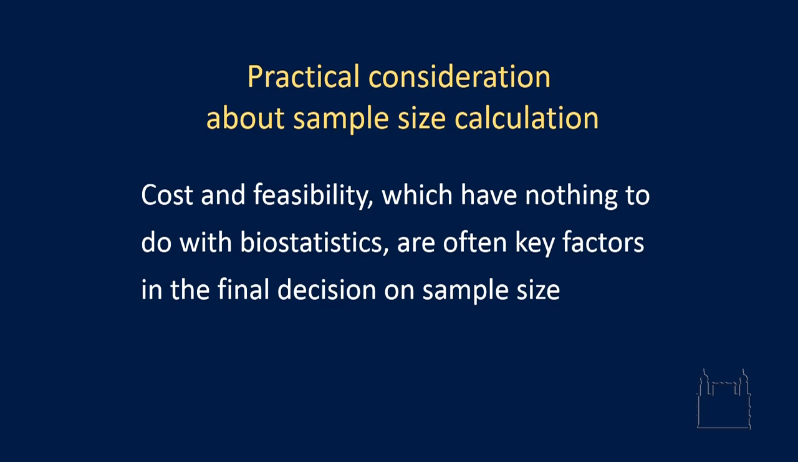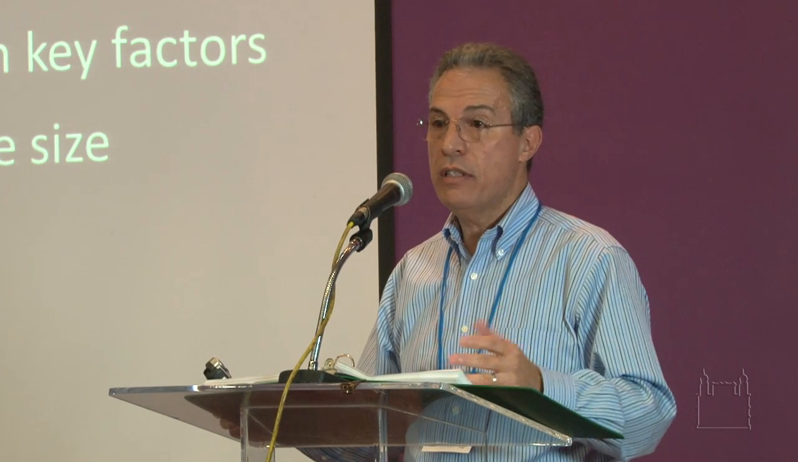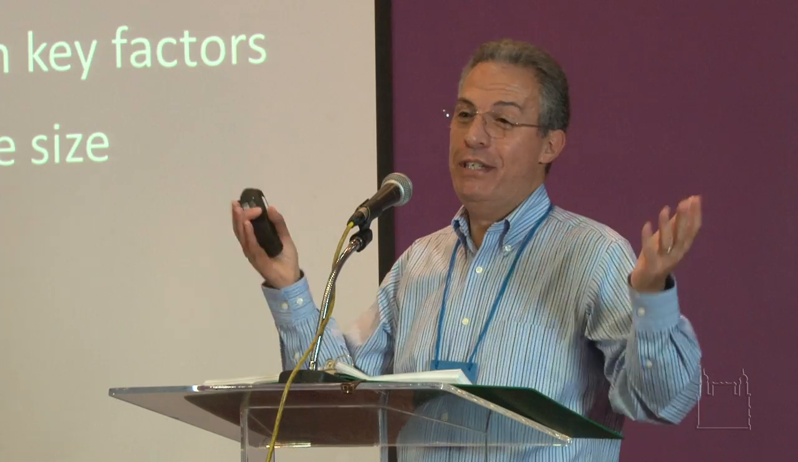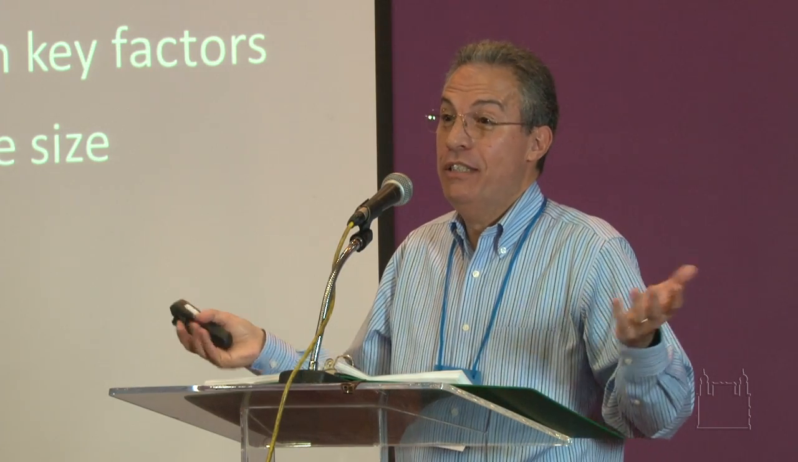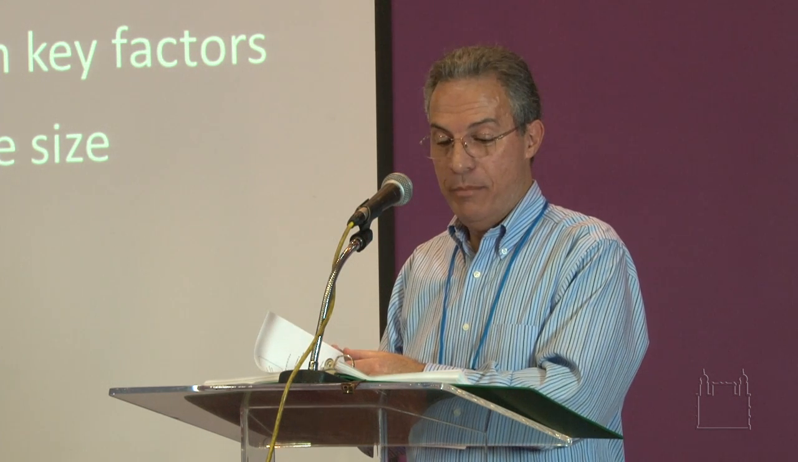And then you have the best statistician, you're the best investigator, everything is done right, you give the sample size, and you say, nope, I don't have the money for that. So, cost and feasibility, or I can't wait 5 years because I'm not going to be recruiting that fast. 2,000 is unrealistic, it's not going to happen. I have a grant for 3 years, 2,000 is going to take 5 years. That's it. And these trump all the statistics you want to do. If you can't do it, you can't do it. They are key factors in the final decision on sample size.